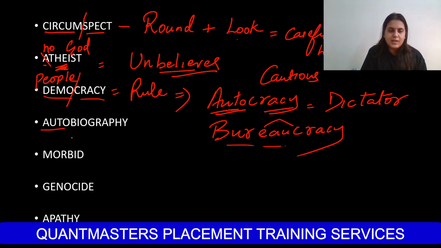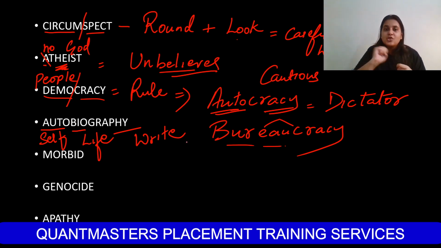Auto, self. Come on. Bio, biology. What is biology? Auto is self. Bio is life. Graphy is writing, right? Correct? When you say geography, calligraphy, graph, right. Autobiography, writing a story about your own life. That is called an autobiography.